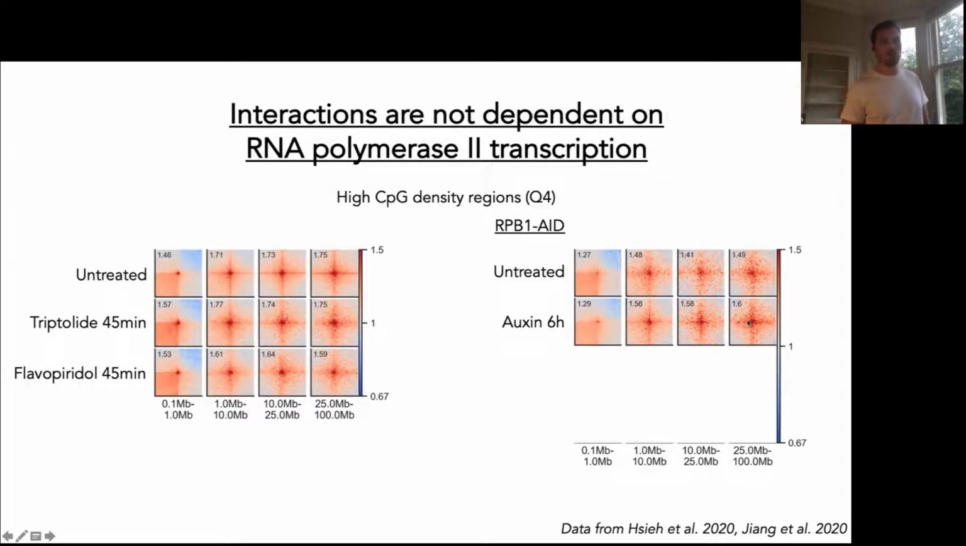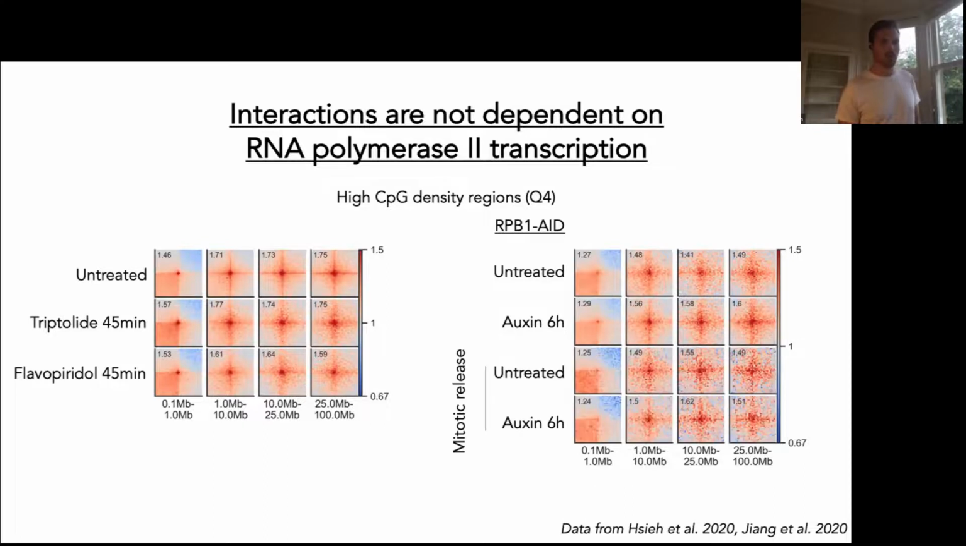I haven't shown you, but in mitosis, as you may expect, we have a loss of interactions, and then they have to reform directly after mitosis. So maybe if you come out of mitosis without RNA polymerase II, they can't be reformed. But again, surprisingly, you don't need RNA polymerase II after mitosis to reform these contacts. So here's the untreated and here's the RPB1 degraded after mitosis.